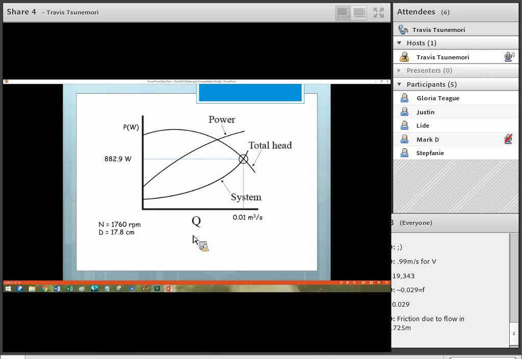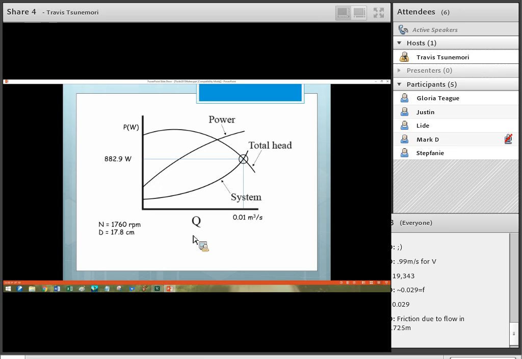So the system characteristic curve is calculated by solving the Bernoulli equation for many different Q's and solving for W. And this curve tells us the power needed to be supplied to move the fluid at that Q through that system. And here's an example of a system characteristic curve. So along the x-axis we have a range of volumetric flow rates, and on the y-axis we have their corresponding W's, or total head.